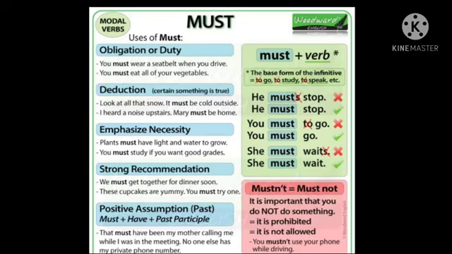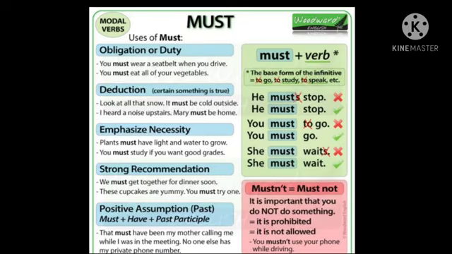Then for positive assumption that is in the past, the format we are using is must have plus V3 form. Must have plus past participle means V3 form. That must have been my mother calling me while I was in the meeting. So it is in the past tense. For positive assumption, it should be positive, not negative. Assumption means belief. So there we are using must have V3 form.